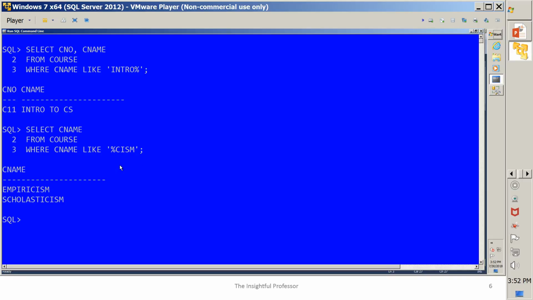If we somehow had a course with the name of simply CISM, that also would have been retrieved using this condition or predicate, because the empty string, which would be thought of as preceding CISM, would be considered a match with the % sign. So if it started with CISM and there were no characters following that, that would also come back. Now here's an interesting thing to talk about.